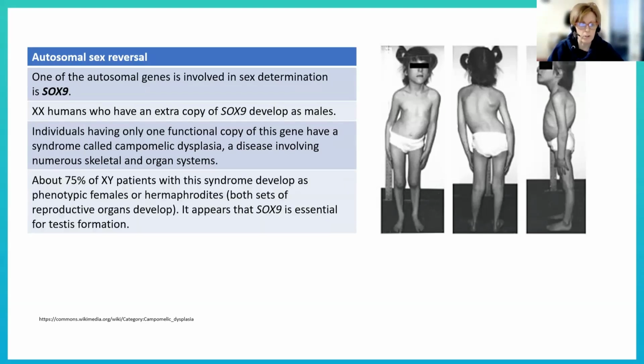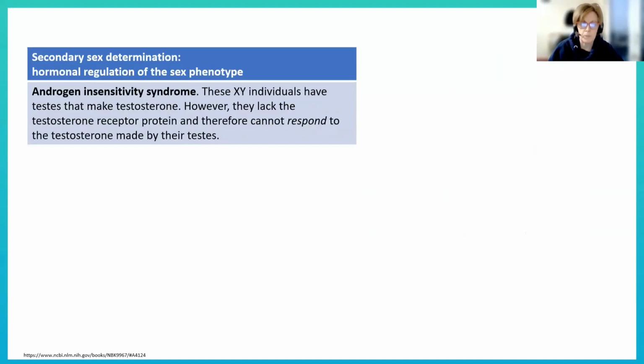About 75% of patients with this syndrome, XY patients, typically chromosomally male patients with this syndrome, will develop phenotypically as females. So they will look female despite being XY, or they might develop as hermaphrodites. So both sets of reproductive organs develop. So it appears that this gene is essential for testes formation as well. So it's not black and white. It's not XX or XY. You will see differences in sex.